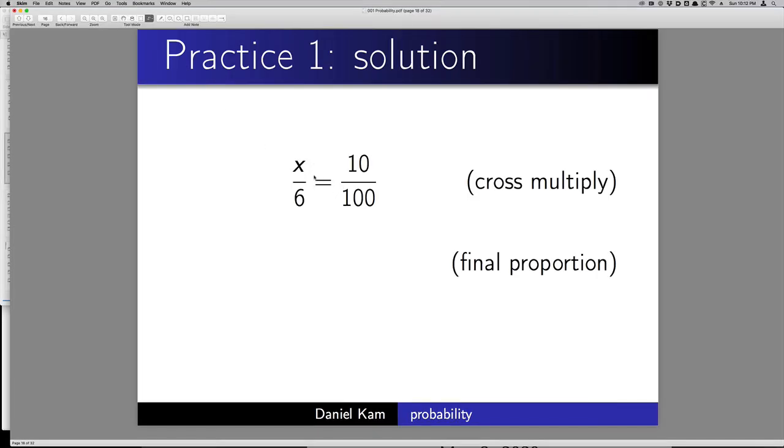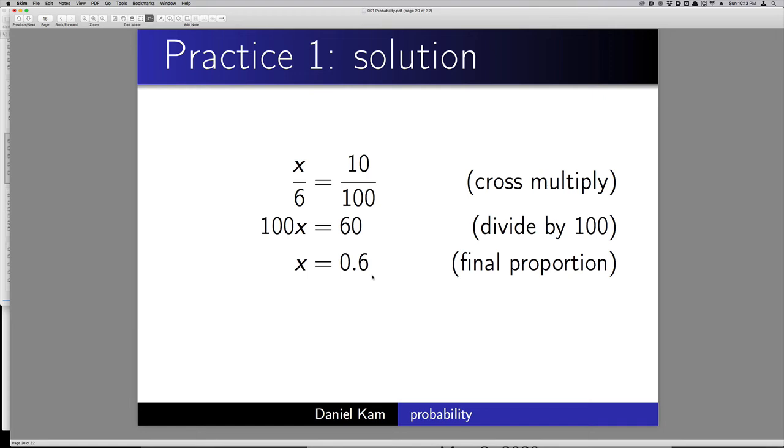So what we're going to do here first is cross multiply. We're going to multiply the x times 100 and the 6 times 10. And when you multiply x times 100, you get 100x, and 6 times 10 is 60. Then you're going to divide both sides by 100. Divide both sides by 100. And when you divide them both by 100, 60 divided by 100 is 0.6, so x equals 0.6.